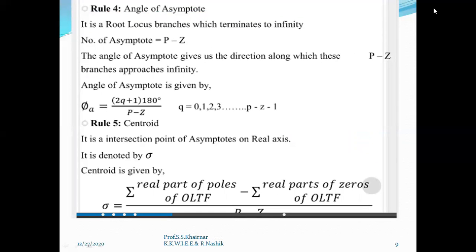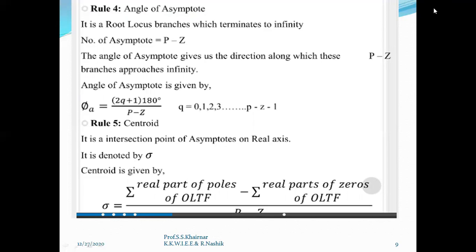We will go to rule number 4. So that is angle of asymptote. How will you find the angle of asymptote? The angle of asymptote phi a is given by this rule. So it is for root locus branches which terminate at infinity. So the number of asymptotes is equal to P minus Z. The angle of asymptote gives us the direction along which these P minus Z branches approach infinity.